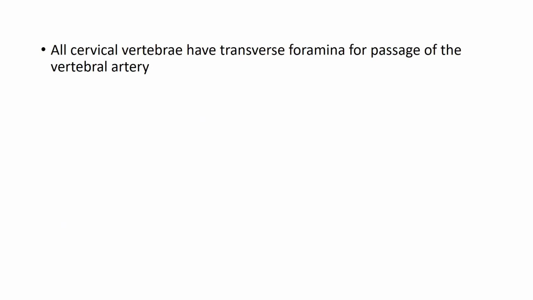Know that all cervical vertebrae have transverse foramina. So these are the holes on the sides of the vertebra. These holes are important because the vertebral artery goes through them on each side.